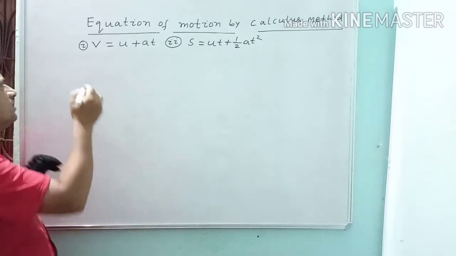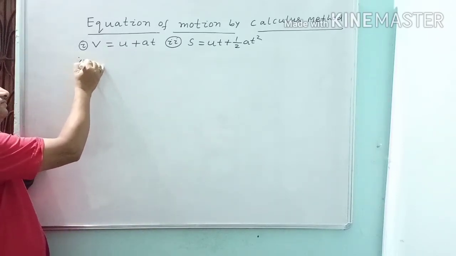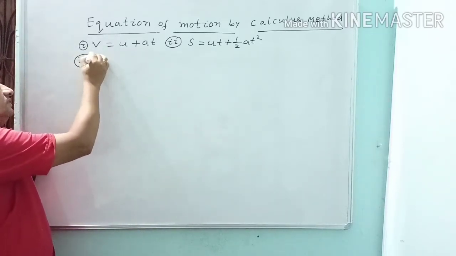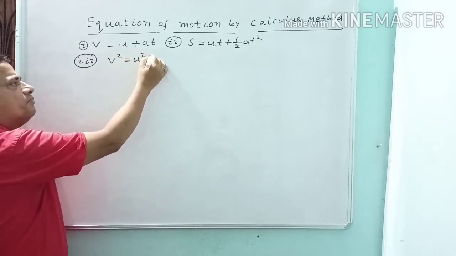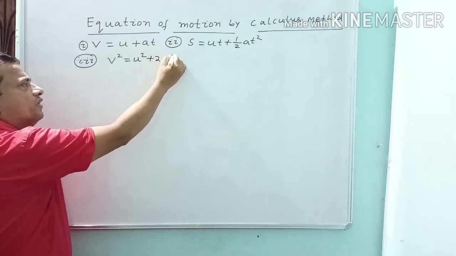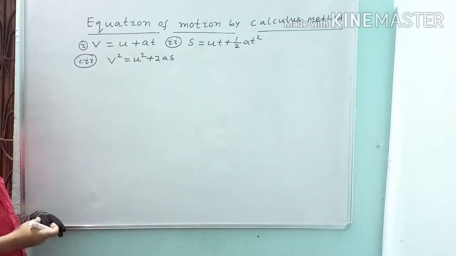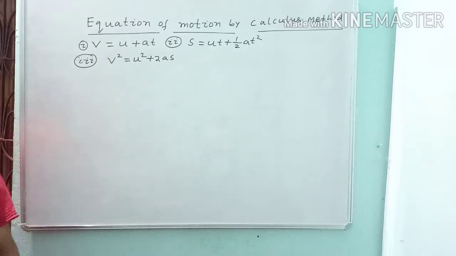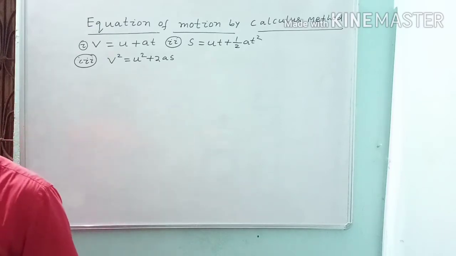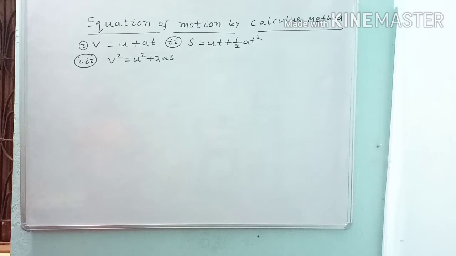So similarly, students, the third equation, V square is equal to U square plus 2AS. So what is the meaning of this equation? After covering a displacement S, the velocity U is changed into V. This is the third equation.